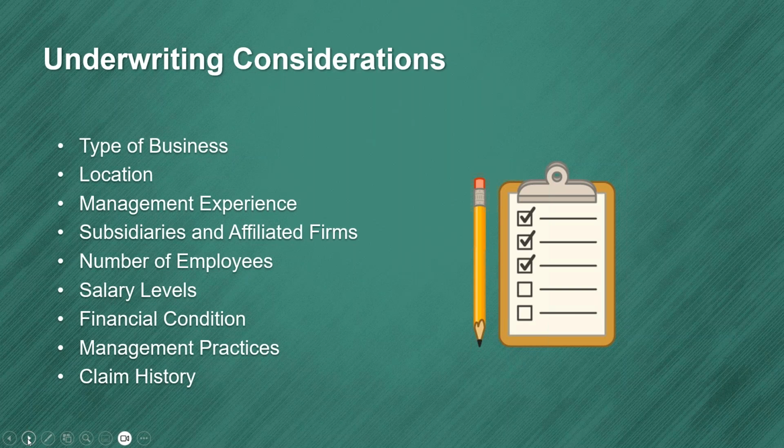Of course, management experience, subsidiaries and affiliated firms, and number of employees. This has to be broken out by full-time, part-time, seasonal, temporary, and then also your independent contractors. And then some other considerations: salary levels, financial condition, management practices, and then of course, claims history. So all of these are going to determine how their policy is priced and also, again, what coverages need to be provided.